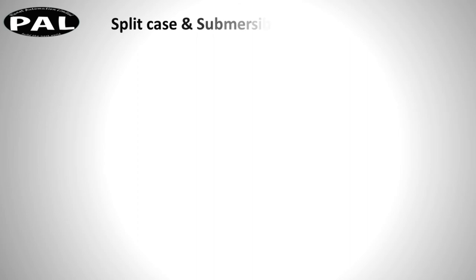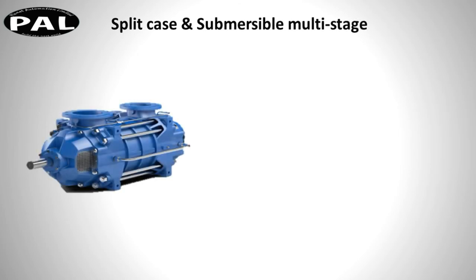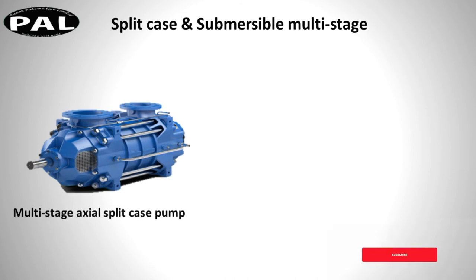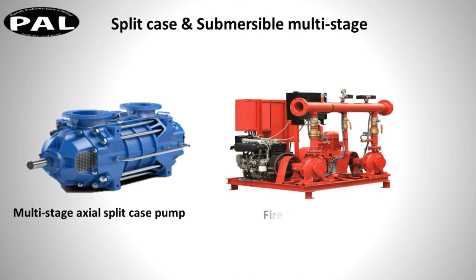Second is the split case and submersible multistage. This is also very important. And this is our main multistage axial split case pump. This is a special booster pump, which controls any specific or very rare sector, and this is a very significant sector where we use these kinds of multistage axial split case pumps. And this is our main fire booster pump and emergency sector, which is very important. So friends, these are split and submersible multistage types of booster.